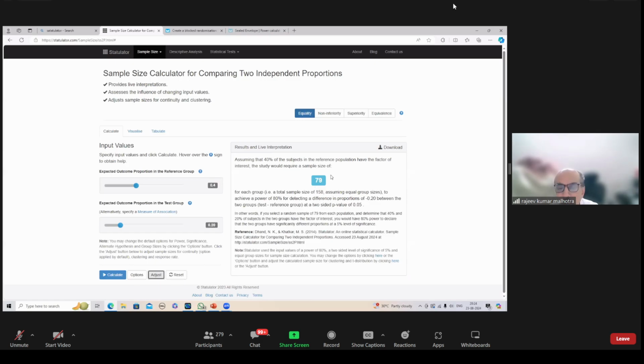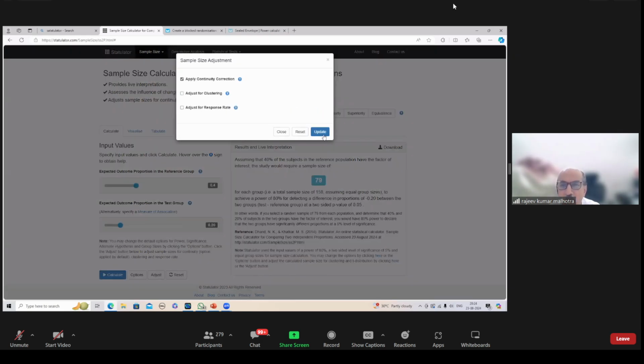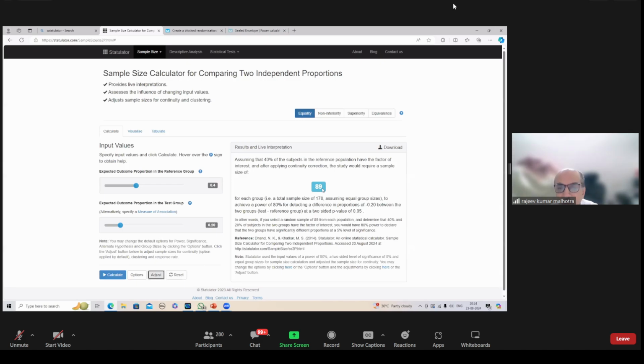This is the sample size you get from the formula. But if you apply the continuity correction, your sample size will be larger, but there is a different formula for adding the continuity correction. That is a complex method, so that's why I am not describing it here. But you can use the software if you want the continuity correction.